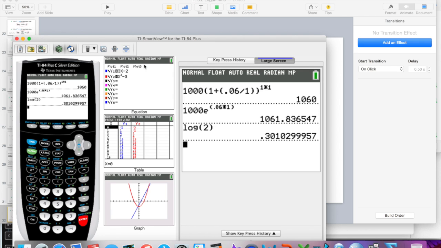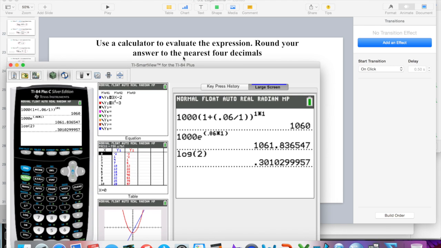Now we have to round this one. It says round your answer to the nearest 4 decimals. So we go over 4 decimals, we're going to round this one, and it will stop right there. This one will round down, so this will be 0.3010 or 0.301. Either one will work fine.